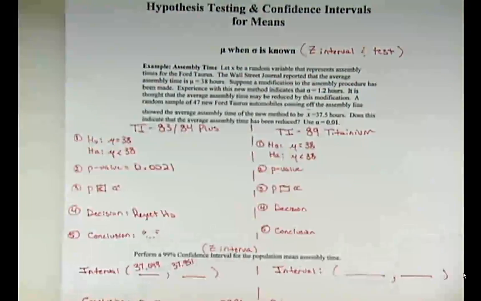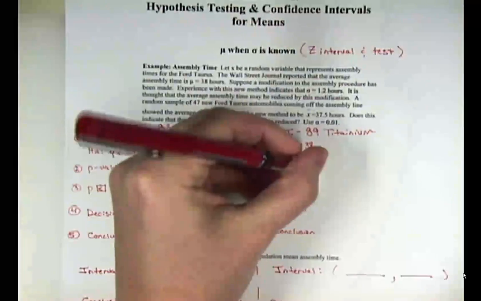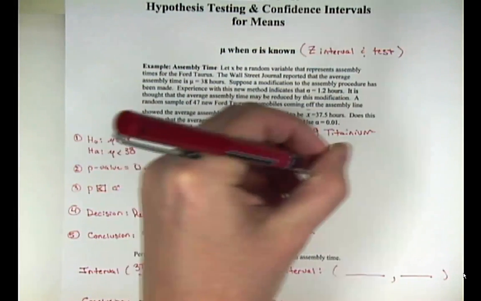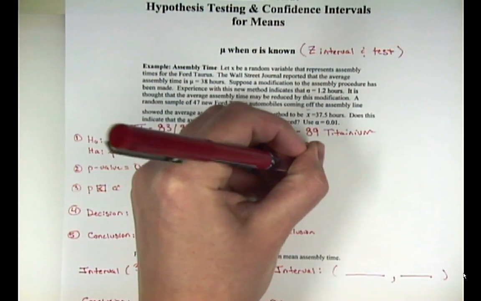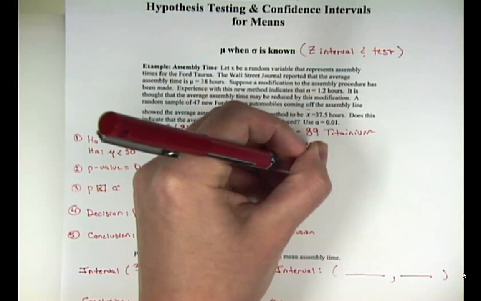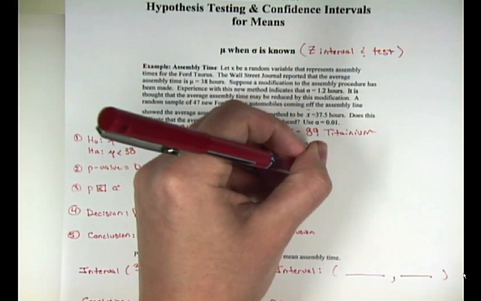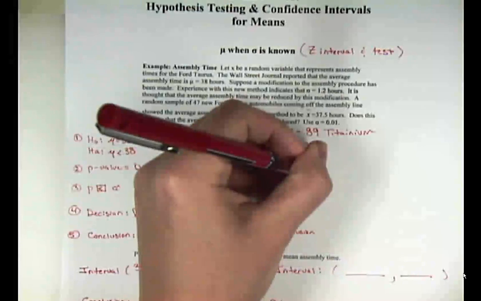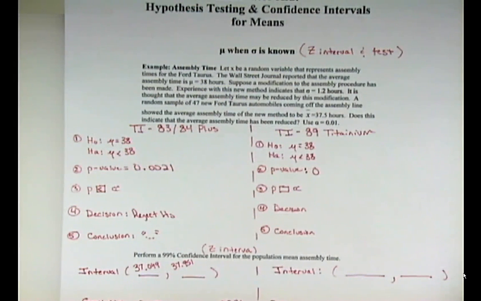And let me bring that closer to me. It's giving us a p-value of 0, which is kind of weird. Makes me wonder if I did something really bizarre. And I see that I did. I see that I entered my sigma incorrectly. I entered 0.2 on my sigma.